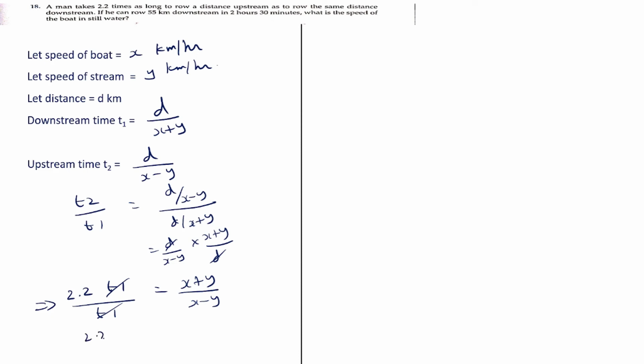So we have 2.2x minus 2.2y equal to x plus y, or 1.2x minus 3.2y is equal to 0. Now this, if we divide by 0.4, we get 3x minus 8y equal to 0.